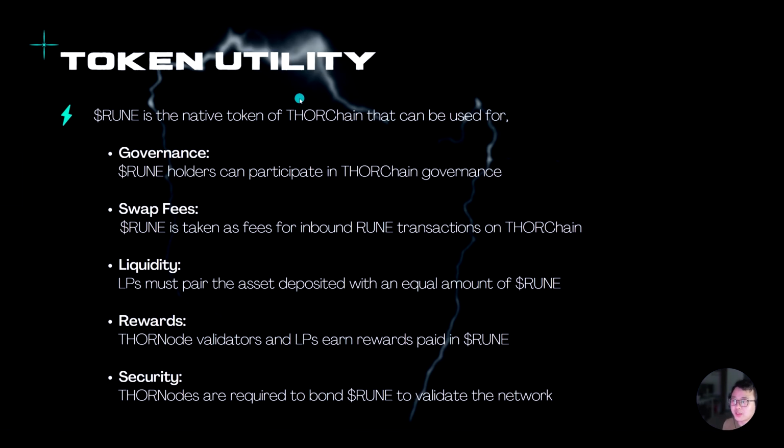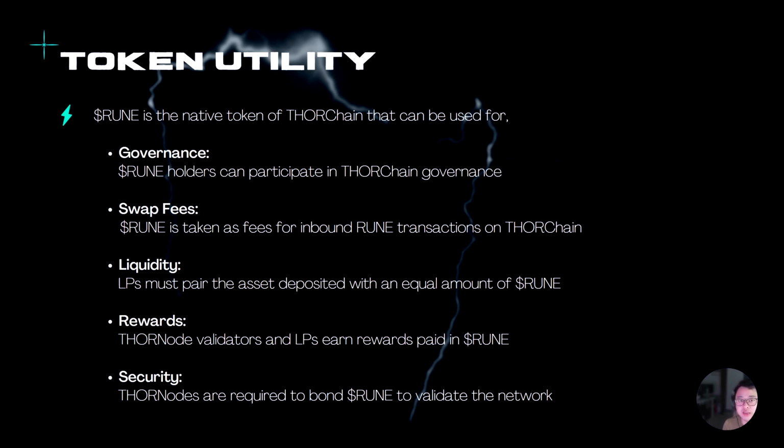Alright, so now let's talk about token utility. RUNE is the native token of THORChain, and it can be used for, of course, governance, where you can vote on proposals and all that. And it's also used for swap fees, but take note, this is only for swap fees for inbound RUNE transactions on THORChain. What this means is that if you are holding RUNE and you want to swap your RUNE out into Bitcoin or any other asset, you are actually sending RUNE into THORChain. So that's why it's called an inbound RUNE transaction. And in this case, you have to pay your fees in RUNE.